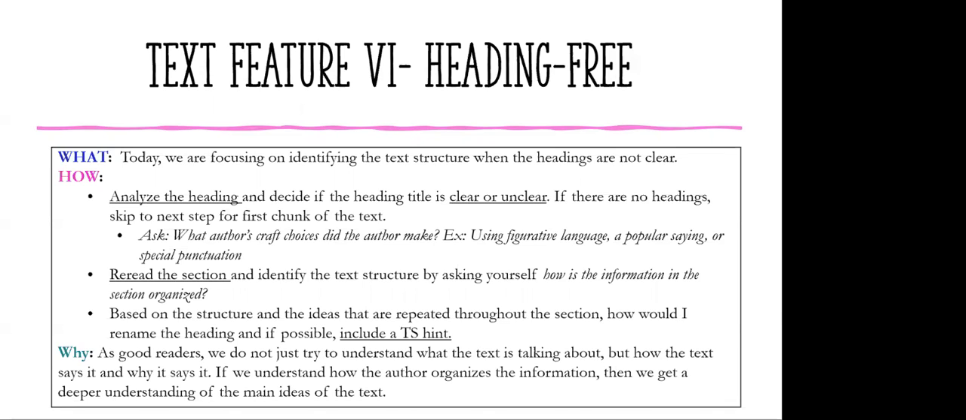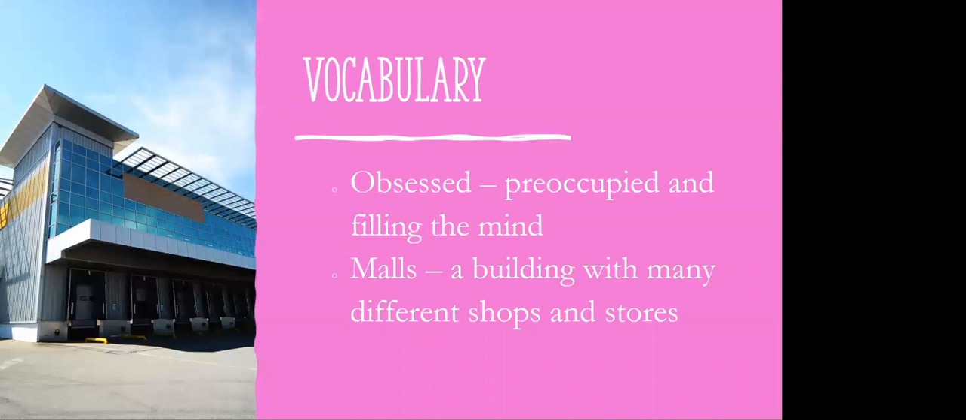Before we begin, we're going to read a text called Shopping. So let's go over 2 vocabulary words that do pop up in the text. The first vocabulary word is obsessed. It's to be preoccupied and filling the mind. And the next vocabulary word is mall. It's a building with many different shops and stores.